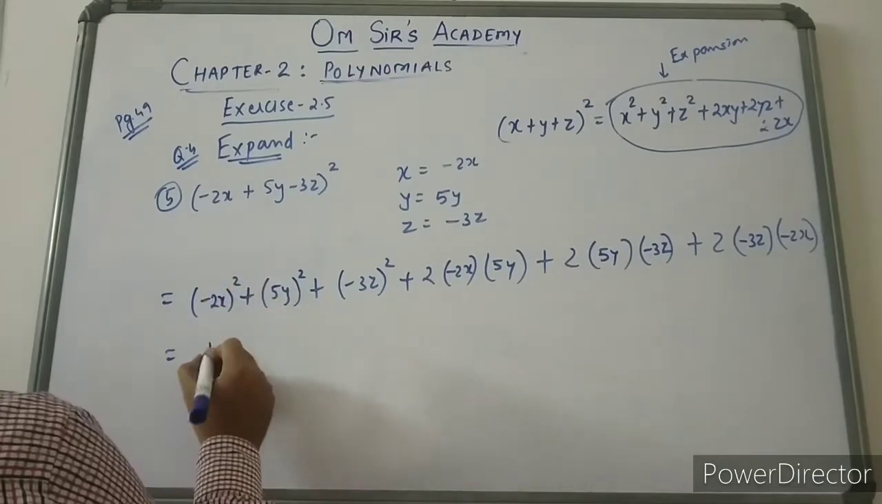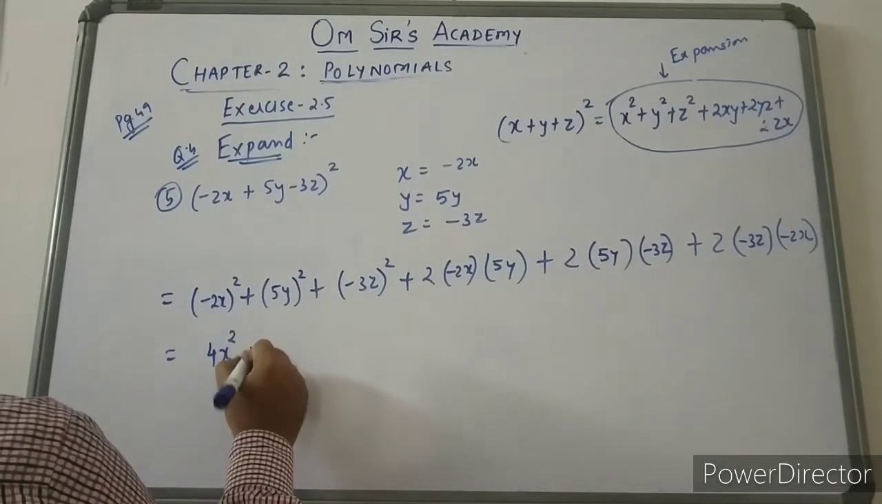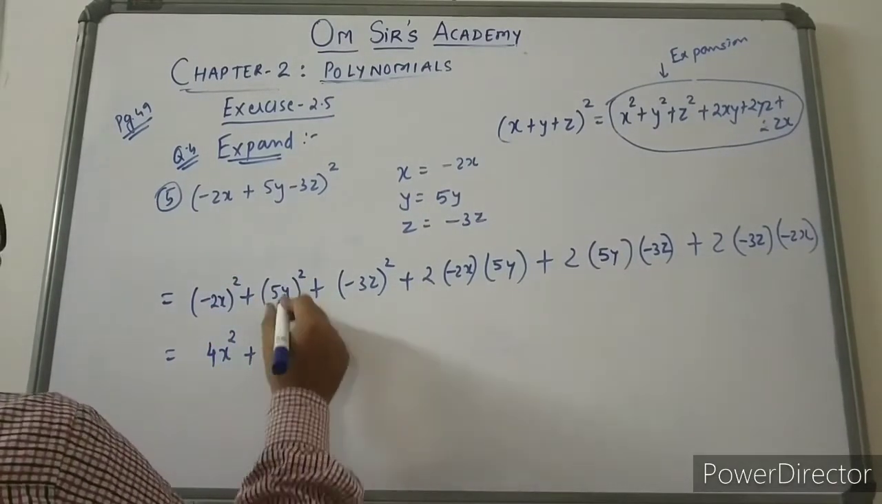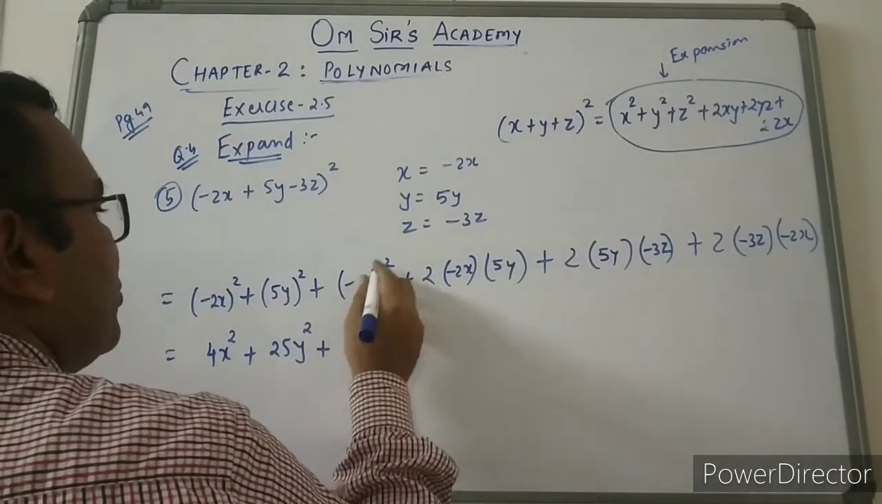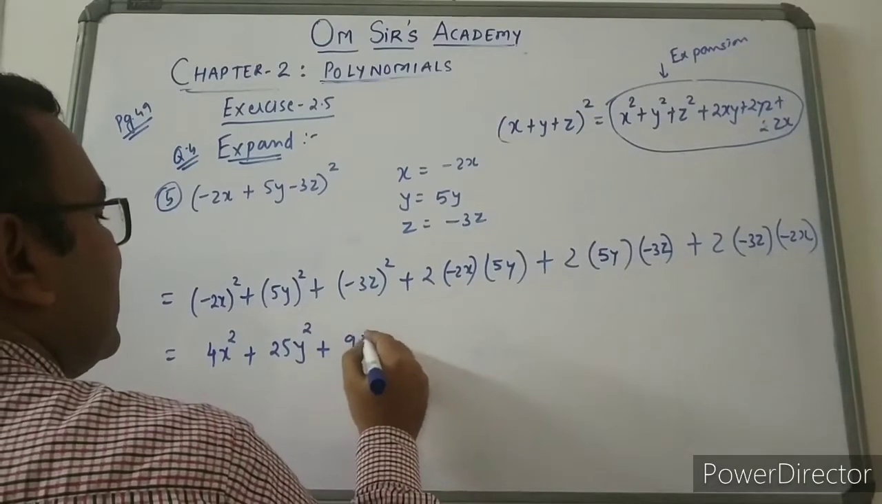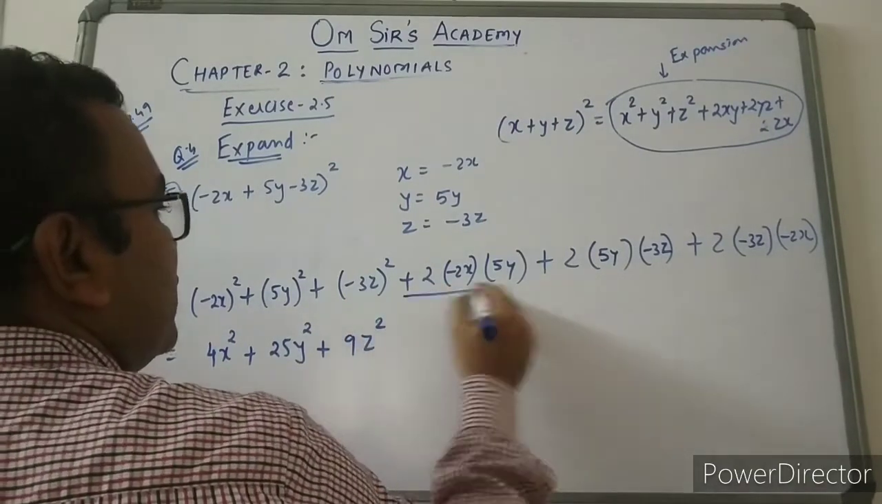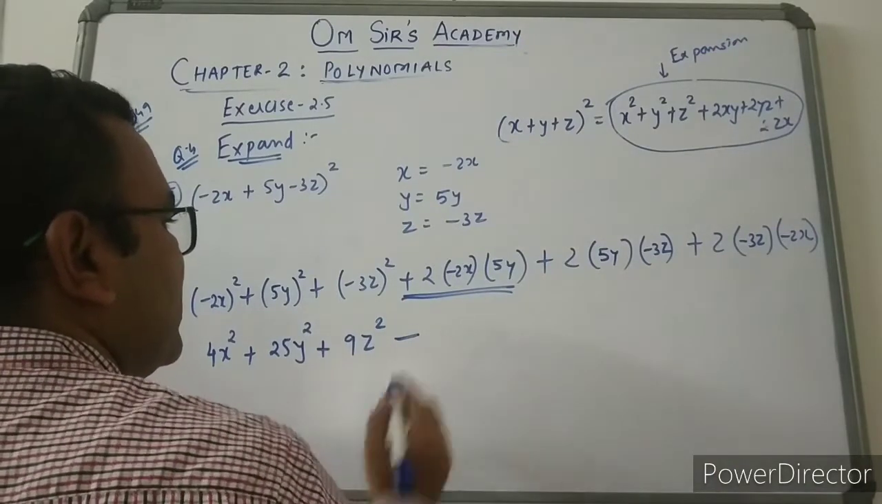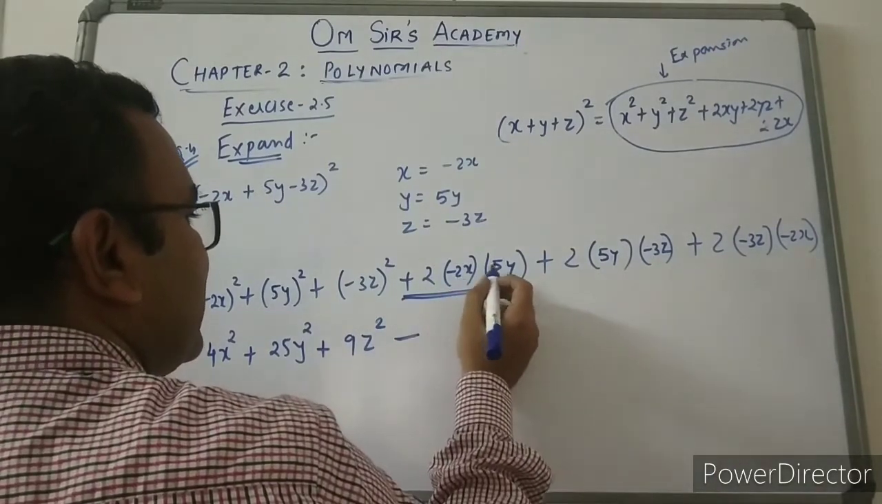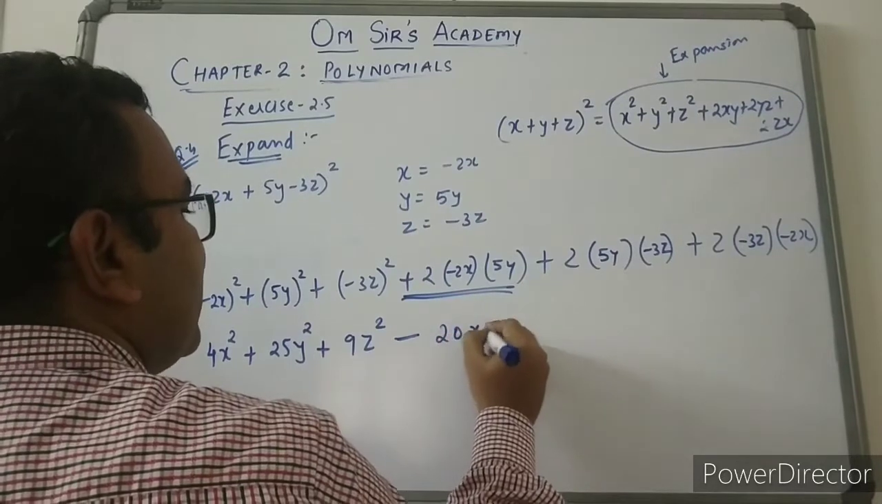Minus 2 whole square will be 4, into x square is 4x square. 5 square will be 25, into y square is 25y square, plus minus 3 whole square will be 9, 9 into z square is 9z square. Here there is one negative sign, so the outside sign will become minus. 2 2s are 4, 4 5s are 20, into xy is 20xy.